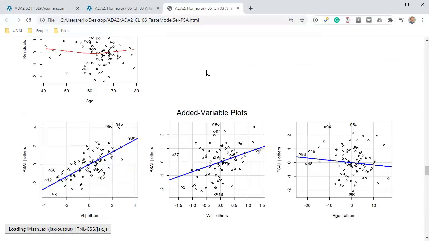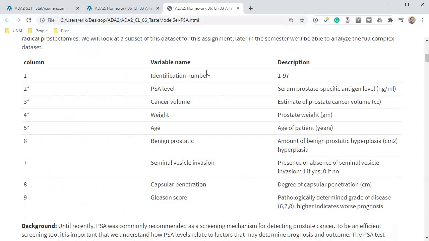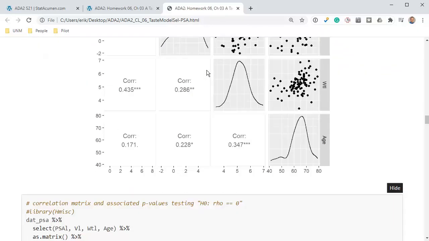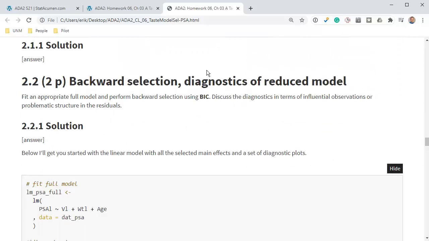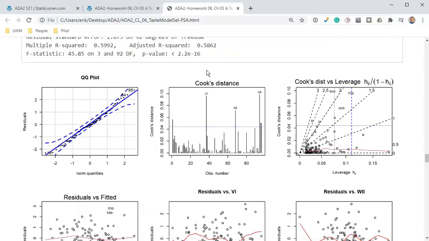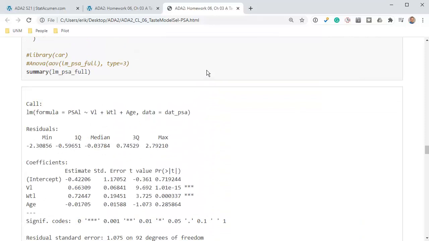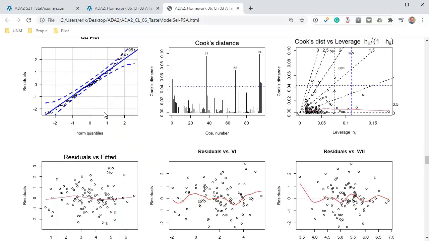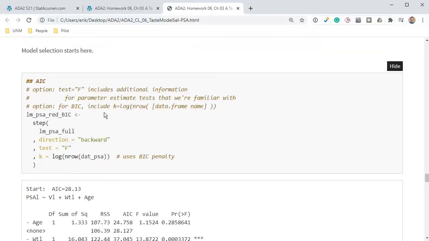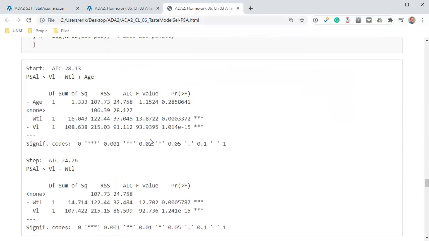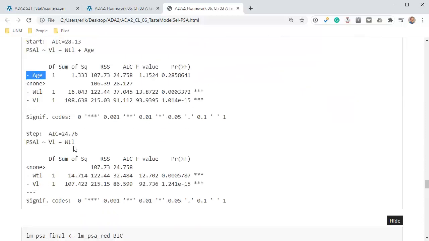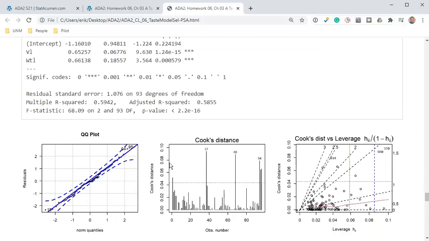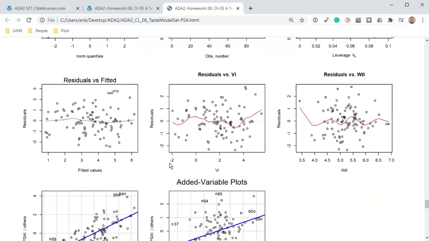All right, I'll refresh this assignment. I'll start from the top, scroll down, and skip over a bunch of this stuff. All right, here's the backward selection. This is the output and the plots for the full model, and we're happy with this. Here we've done backward selection, and we dropped age to get the final model, and here's the result of the final model. We're basically happy with this.